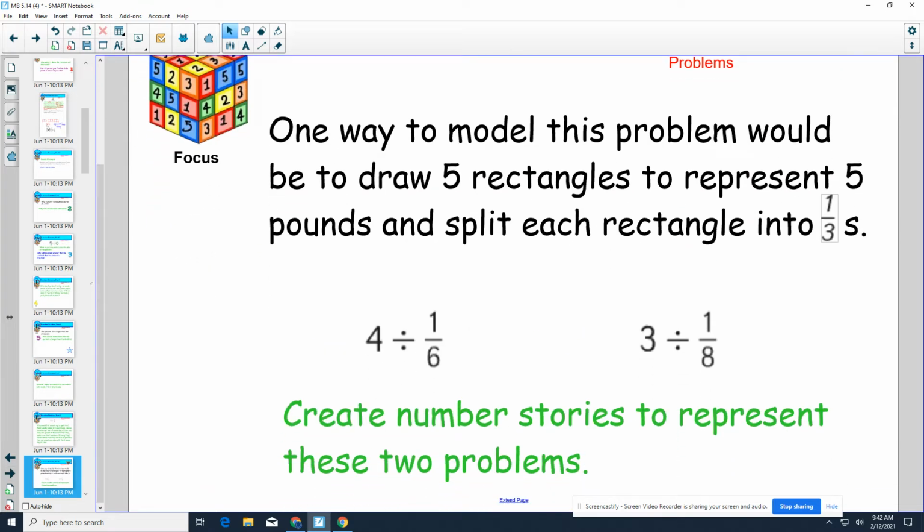So one way to model this problem would be to draw 5 rectangles to represent 5 pounds and split each rectangle into thirds. Create number stories to represent these two problems. So this is a point where you want to pause the video, and I want you on your marker board at home or paper, or if you're here at school or wherever you're at, to go ahead and think of some story problems here. So for the first one, you would have 4 of something and you're splitting it into 6ths. And the second one, you have 3 of something and you're splitting it into 8ths. So I want you to pause and think about that.